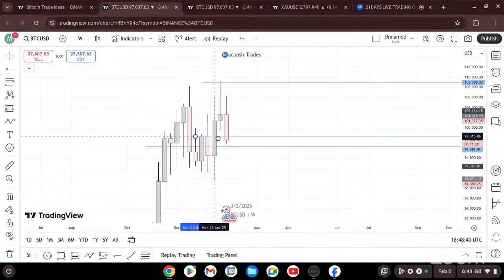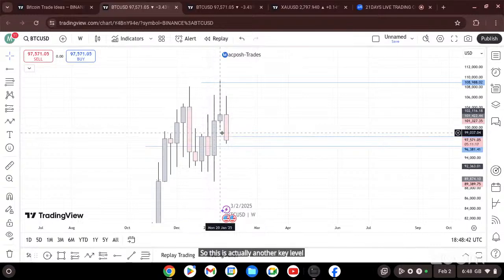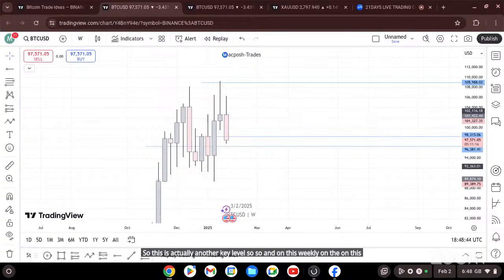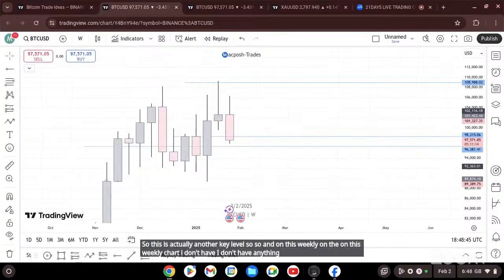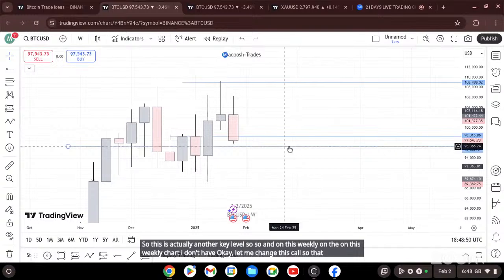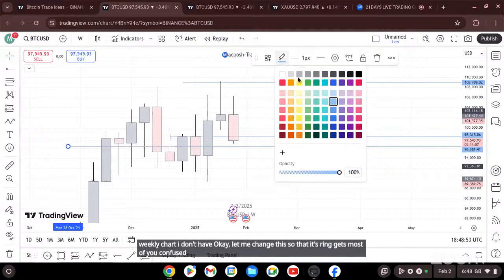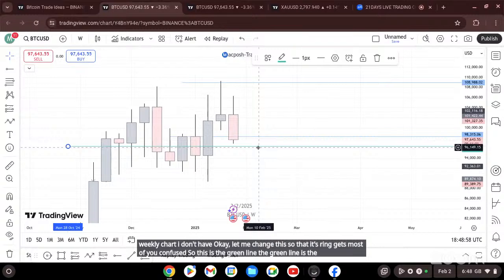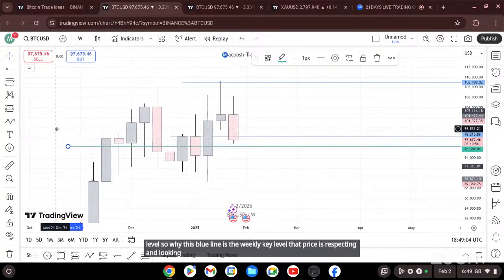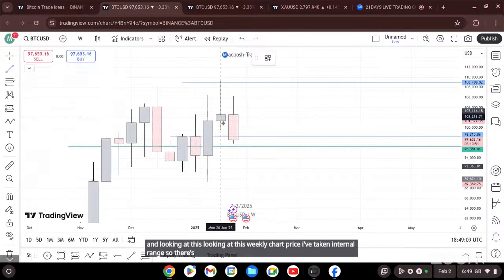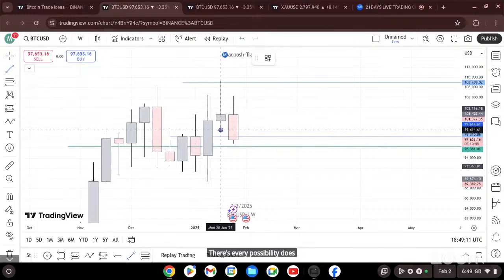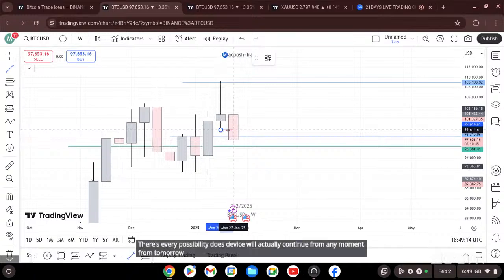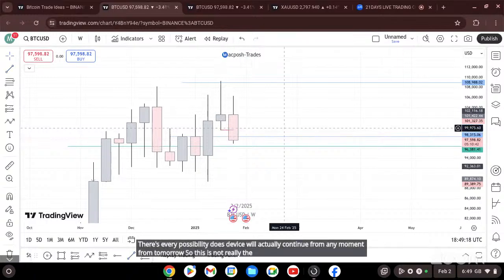So this is actually another key level. Okay, let me change this so that it won't get most of you confused. So this is the green line. The green line is the monthly key level, while this blue line is the weekly key level that price is respecting. And looking at this weekly chart, price has taken internal range liquidity. So there is every possibility that the buys will actually continue from any moment from tomorrow. This is internal range liquidity that price has cleared in a single candle formation.